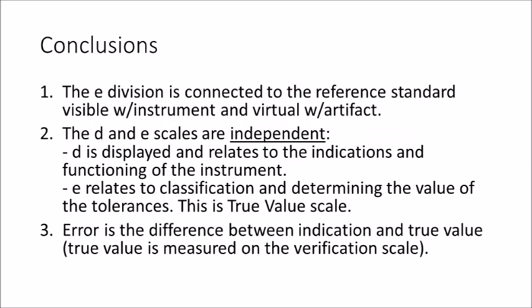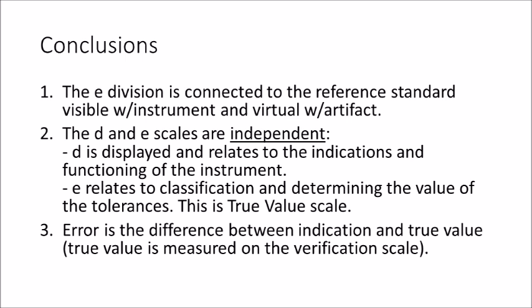If I were to summarize then, it's very important that we realize that the verification scale division E is connected to the reference standard, but it's visible with an instrument like the 5-gallon test measure, but it's virtual with an artifact. But the E division is there for calculating tolerance values, not so much for readings. The D and the E scales are independent. D is displayed, relates to the indications and functioning of the instrument. E relates to classification and determining the value of tolerance. This is the true value scale.